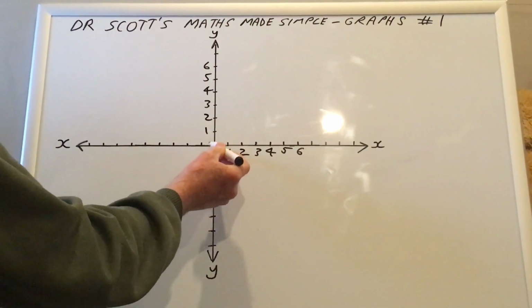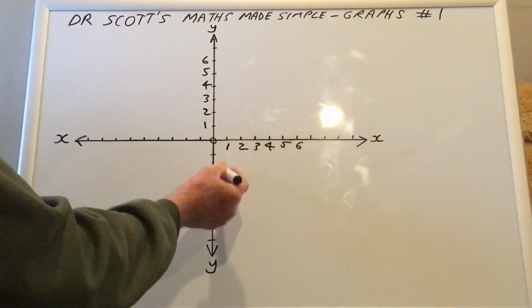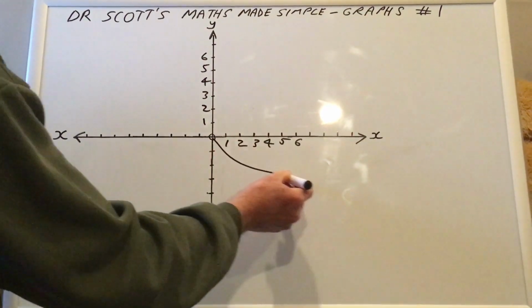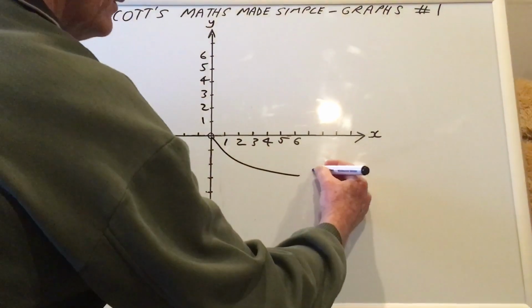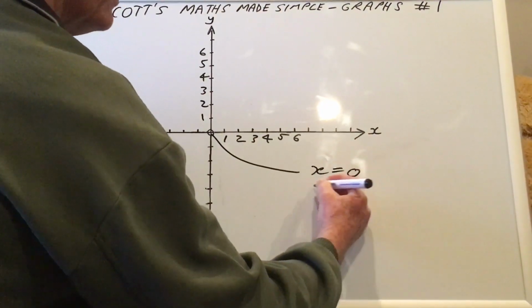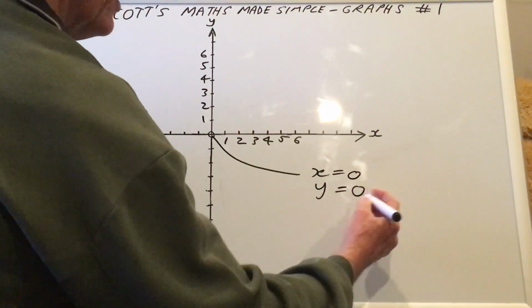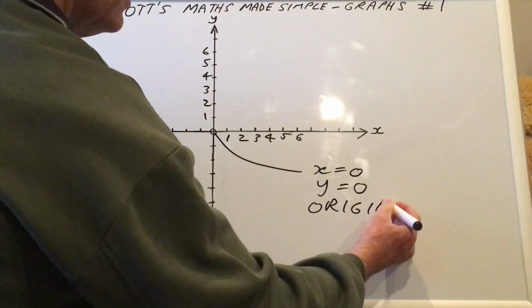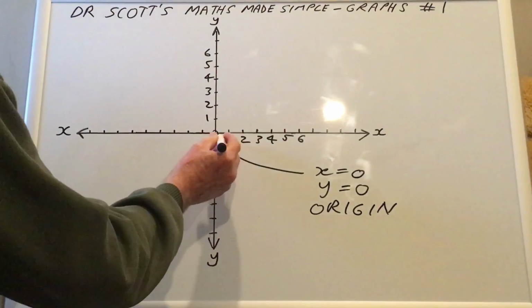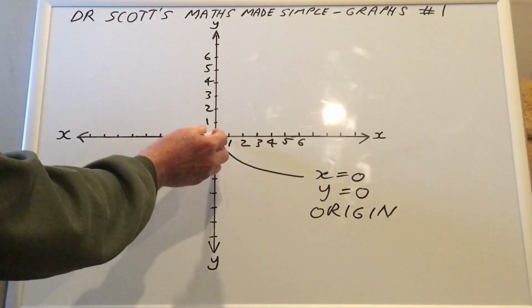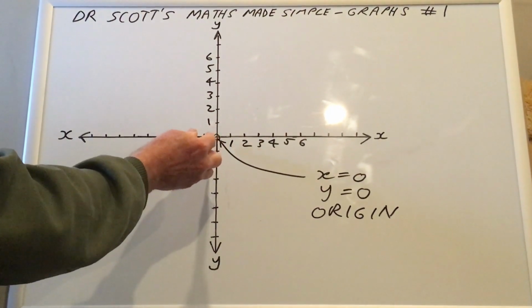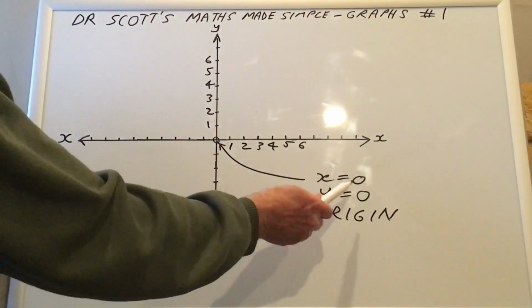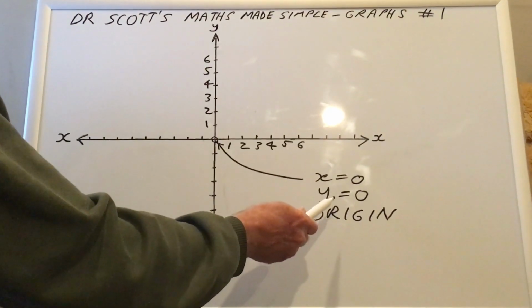This is a very special point where the X axis and the Y axis cross over. It's where X equals 0 and Y equals 0. And it's called the origin of the graph. So this is the origin here, where they both intersect or they cross over. So that's where X equals 0 and Y equals 0.